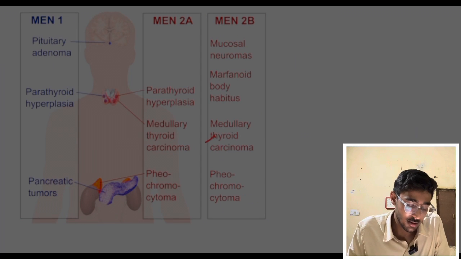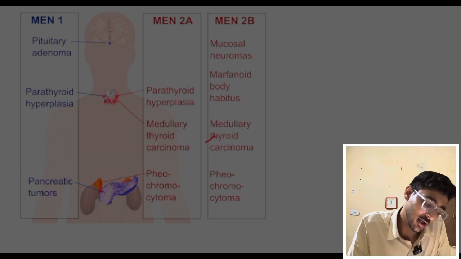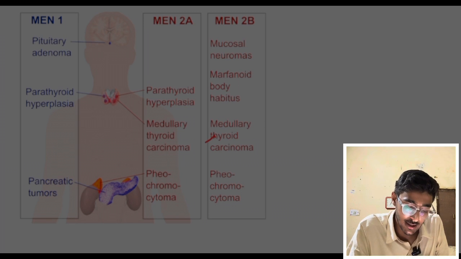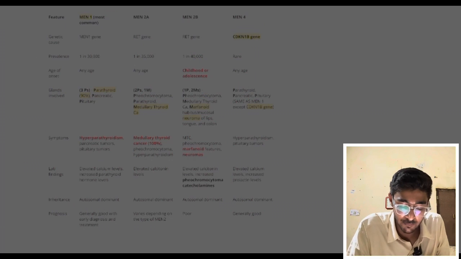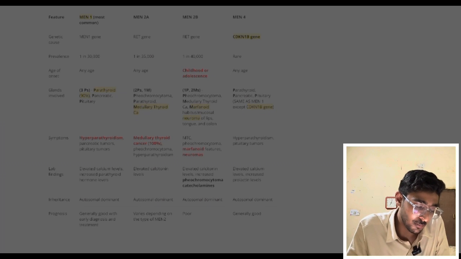Okay, guys, now here is a summary of MEN 1, MEN 2A and MEN 2B. The organs involved in MEN 1: pituitary, parathyroid and pancreas. In MEN 2A: parathyroid, medullary thyroid and pheochromocytoma, the involvement of the adrenal gland. MEN 2B: mucosal neuromas, Marfanoid habitus, medullary thyroid carcinoma, pheochromocytoma. Okay. Now let's focus on the comparison in a tabulated form.